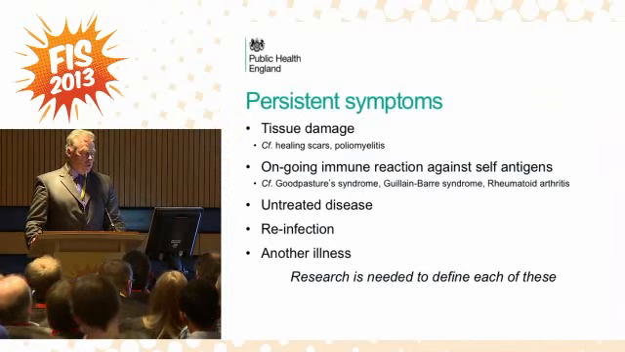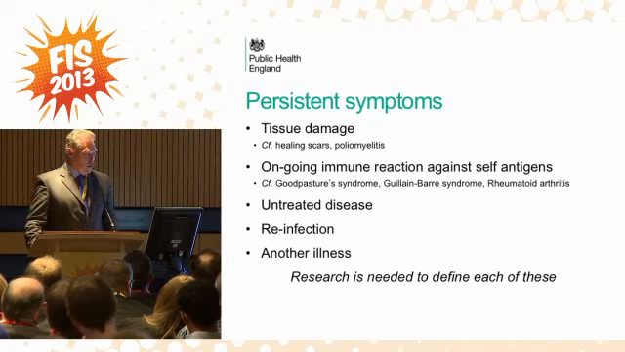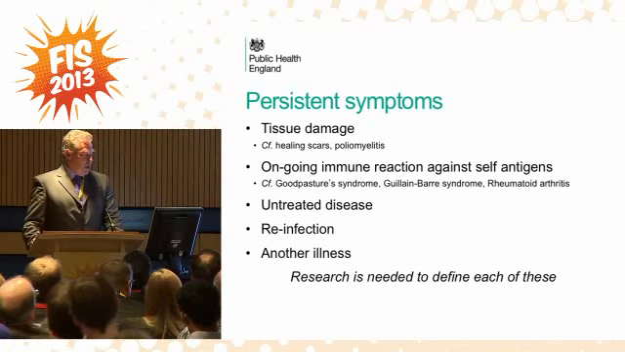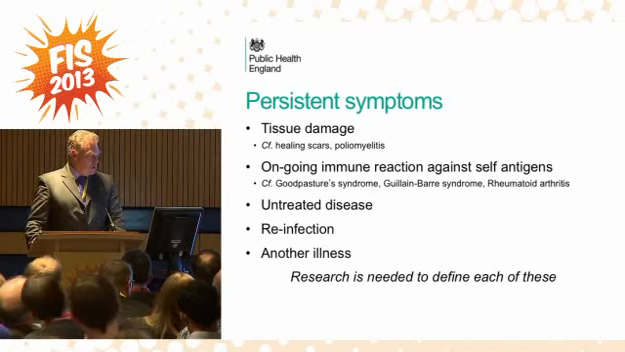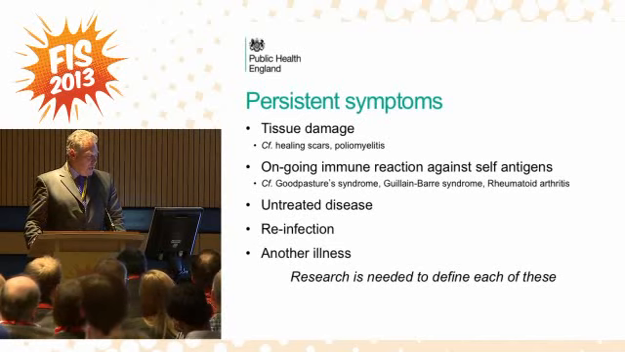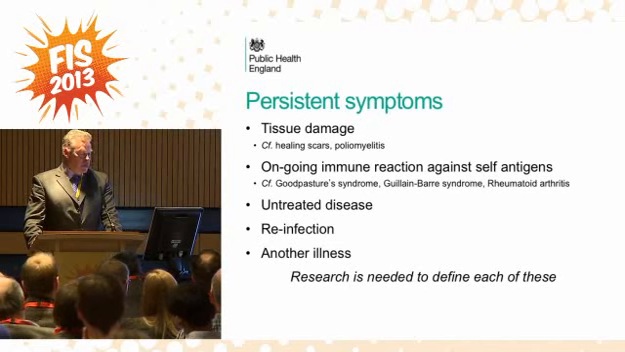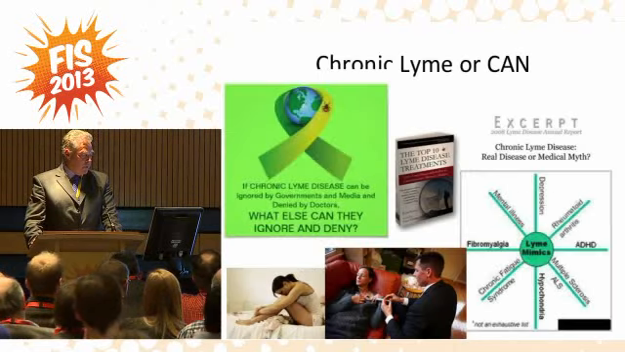What might cause persisting symptoms, which I don't really see in true Lyme, but you certainly see in these chronic patients? Well, it could be some degree of tissue damage. It could be an ongoing immune reaction against self-antigens. It could be untreated disease. It could be reinfection. It could be another illness. And I think a lot of research is needed to define each of these, and we may never get to the bottom of it.